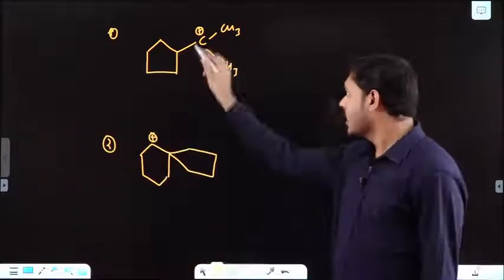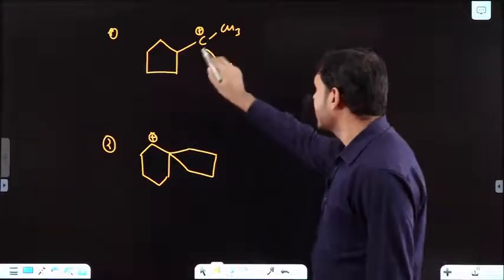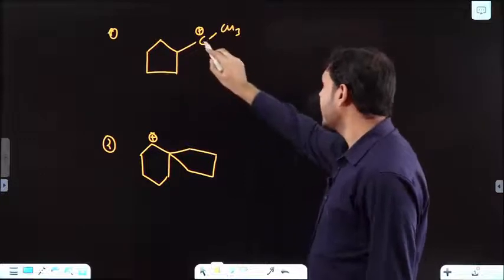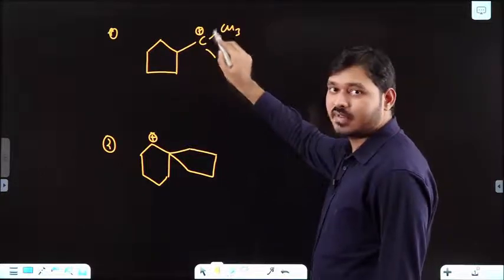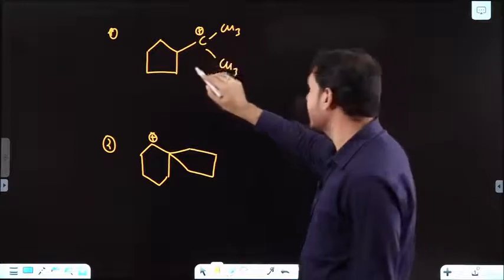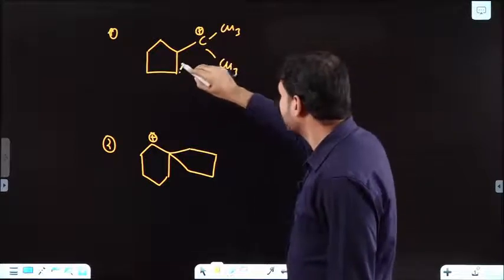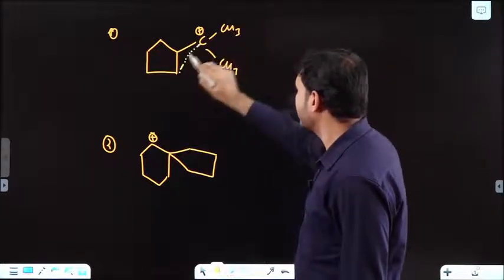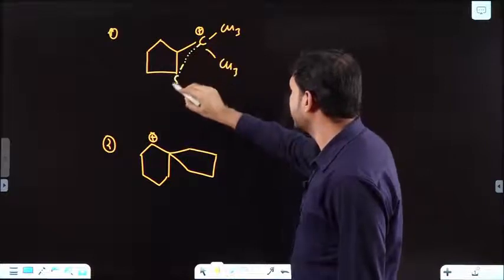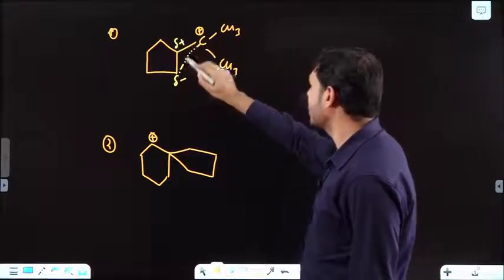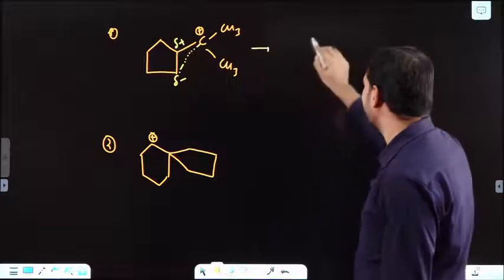Okay, in the first case you can understand this 5-membered ring and in front of it there is a plus charge. So there is definitely a possibility of ring expansion. Do it. So you will first of all make what? This is delta minus, this is delta plus. So here you will get a 6-membered ring. Draw it.